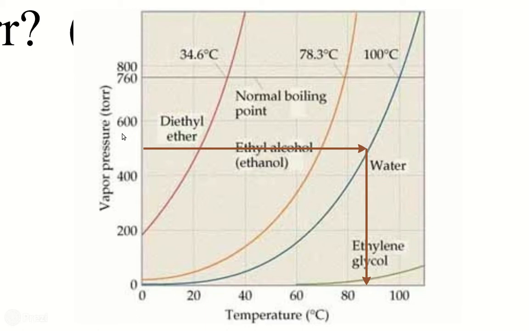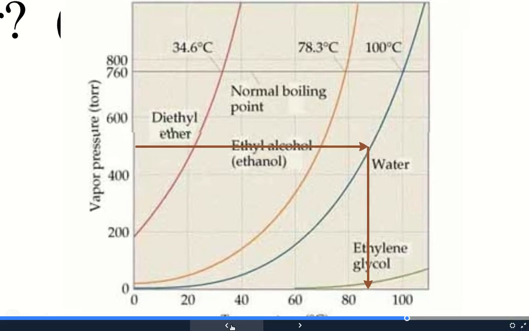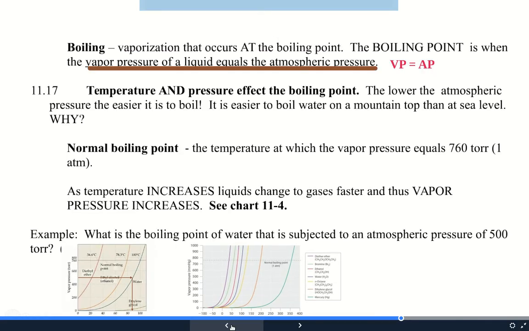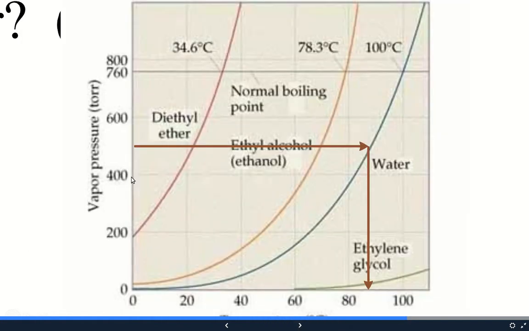So the question said, what's the boiling point? I actually forgot the question. I'm going to have to go back and look. What is the boiling point of water that's at 500 torr? That's probably why I drew that line. Okay, so here's 400 torr and 600 torr. So right in the middle would be 500. So you go across the torr until you hit the water line, and this is the curve for water, and then you just go down and read the temperature. So this is 80, so that's 90, so it's about, maybe 87 degrees Celsius.